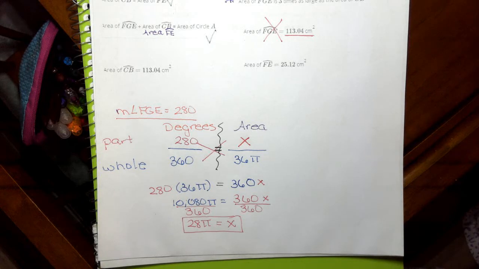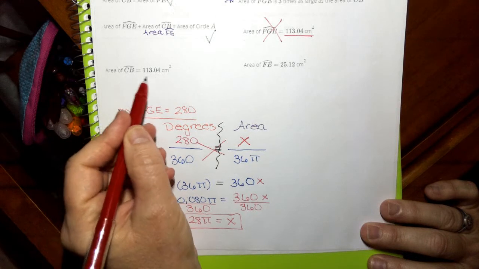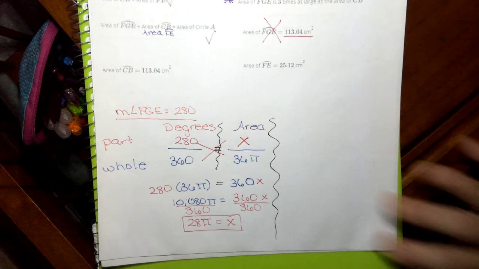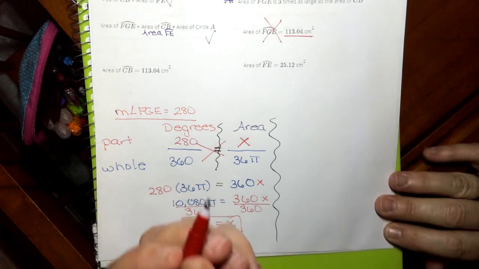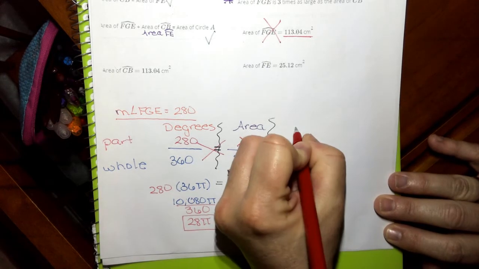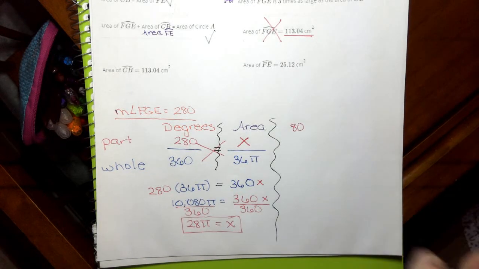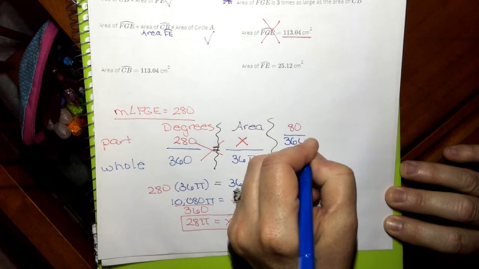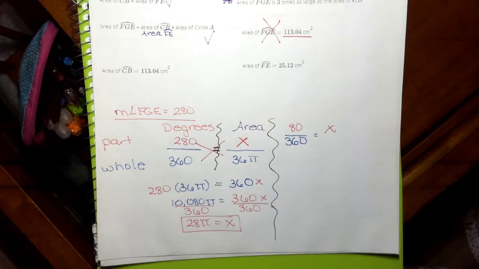Then I'm going to look at the area of CB, sector CB. So we're going to do the same thing. We're going to do a parts to whole, and we're going to end up with degrees is going to be 80 over 360, and x over 36 pi.